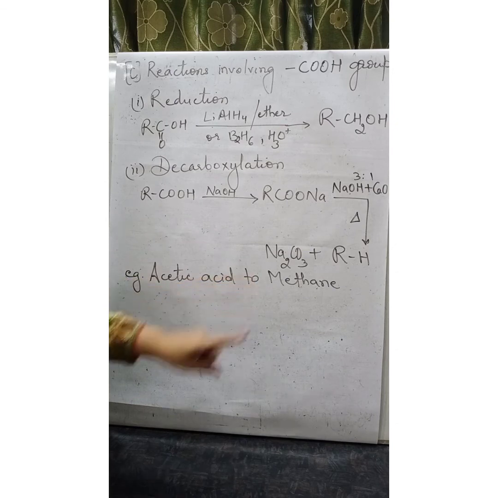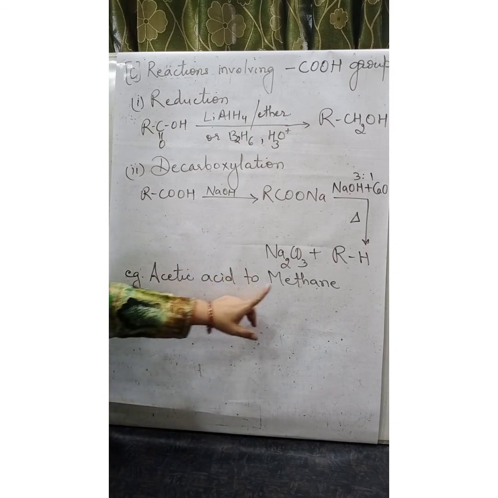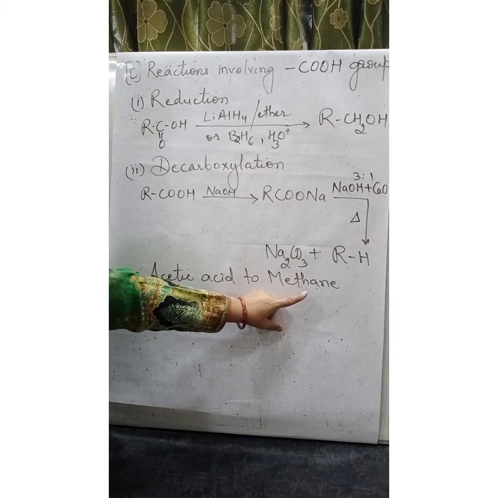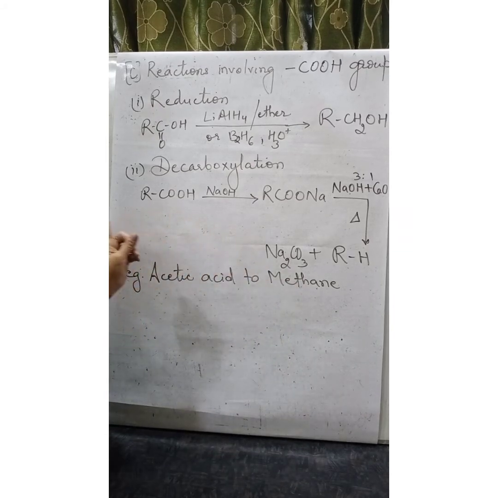Example, acetic acid to methane. Acetic acid is having two carbon atoms whereas methane has one carbon atom. So by this reaction we can go for descent of series.